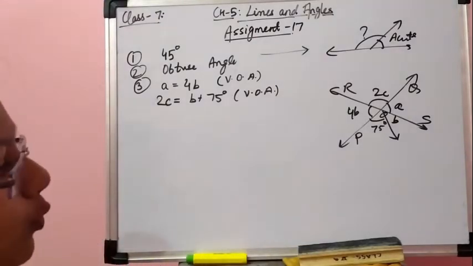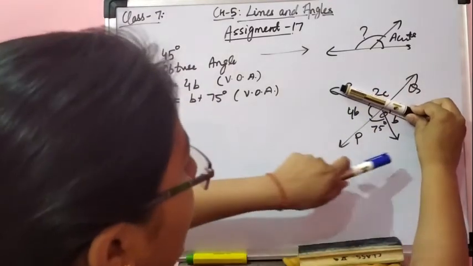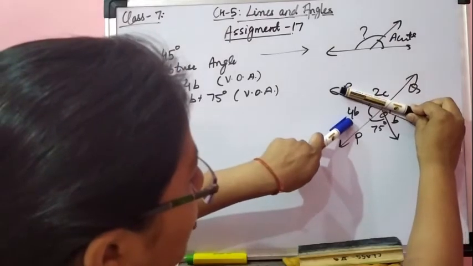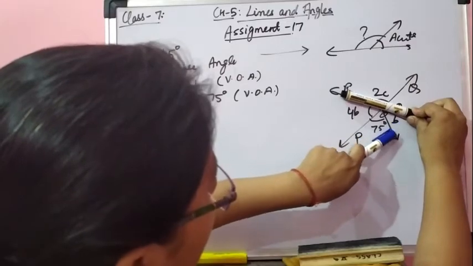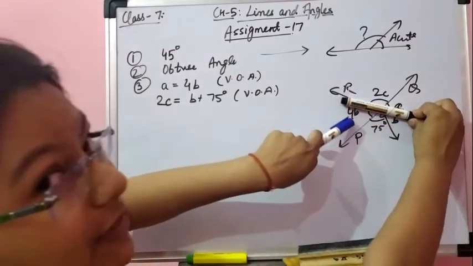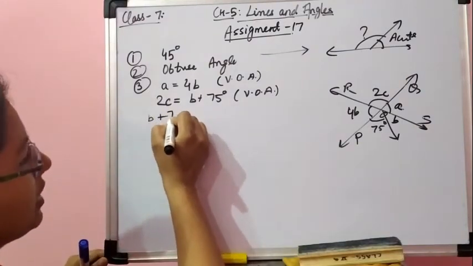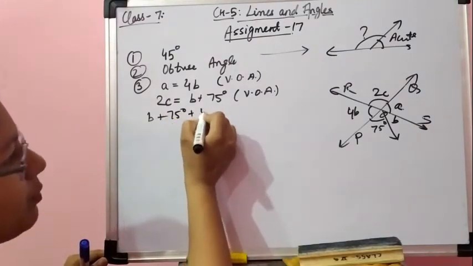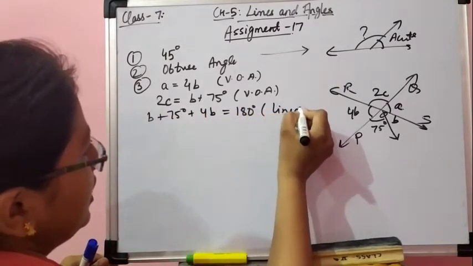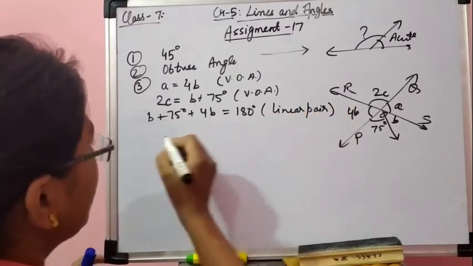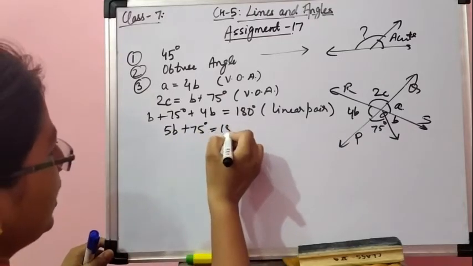Now, which angle can we find first? First of all, look at RS, which is a line. Here is also B, this is 4B and this is 75 degrees. They all lie on a line, these three angles, B, 75 and 4B, so these three will form a linear pair. How can we write it? B plus 75 degrees plus 4B is equal to 180 degrees. Reason: linear pair. So 5B plus 75 degrees is equal to 180 degrees.